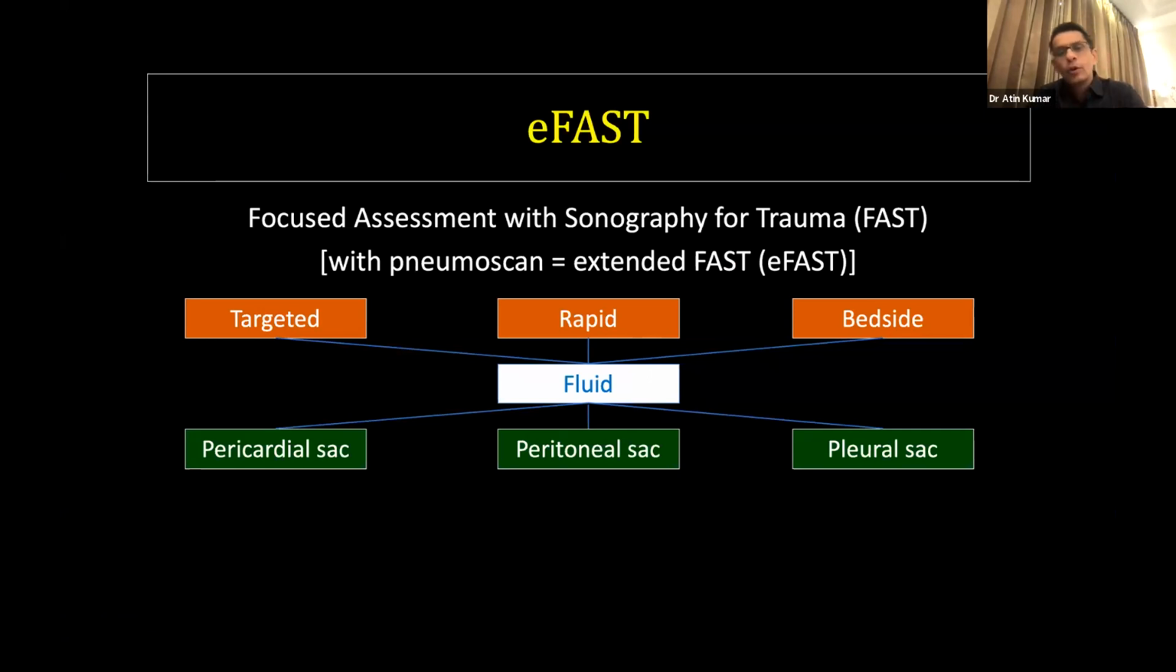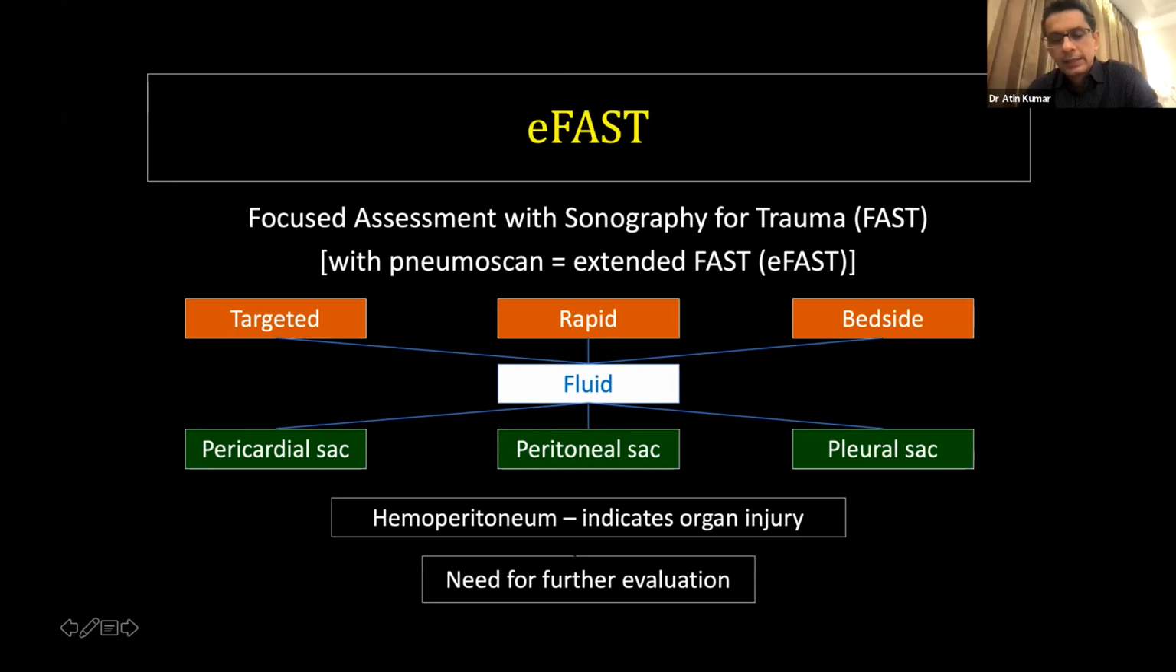A couple of slides about FAST ultrasound, which I was saying. So FAST is focused assessment with sonography for trauma, and we often do E-FAST, which is extended FAST, in which we also include the pleural cavity and the lungs in the ultrasound examination itself. The point to remember is it's a targeted ultrasound done rapidly and done at the bedside. And the main aim of all this ultrasound is to detect fluid: fluid in the peritoneal cavity, fluid in the pleural cavity, fluid in the pericardial sac.